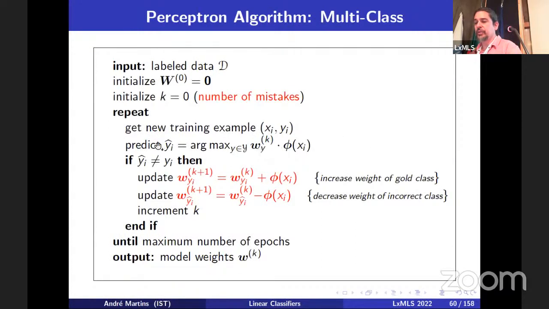The difference is that now we are making the prediction using this argmax rule. And then instead of one update, you need to do two updates. This just means that we have our weight matrix, and you need to update two rows of the matrix. For the row that corresponds to the correct label, we need to add phi of x_i. For the row of the matrix that is indexed by the prediction of the model, which is wrong, we need to subtract phi of x_i. If you do this, then we have the same guarantees as the binary perceptron.